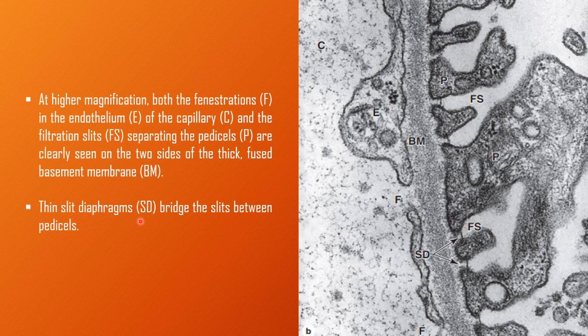This slit diaphragm bridges the slit between the pedicels. As you can see here, these are the filtration slits. These are the pedicels. This is the basement membrane. This is the endothelium. This is the capillaries. These are the fenestrations of the endothelium of the capillaries. These are the slit diaphragms, and these are the filtration slits.